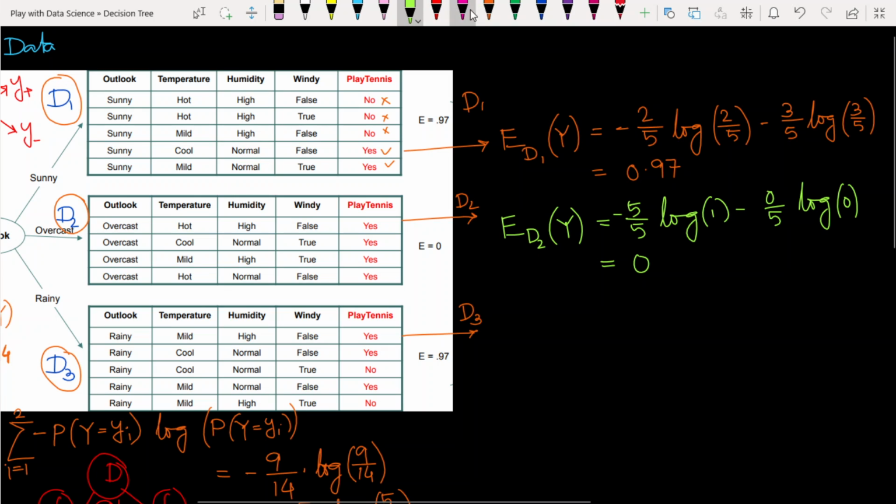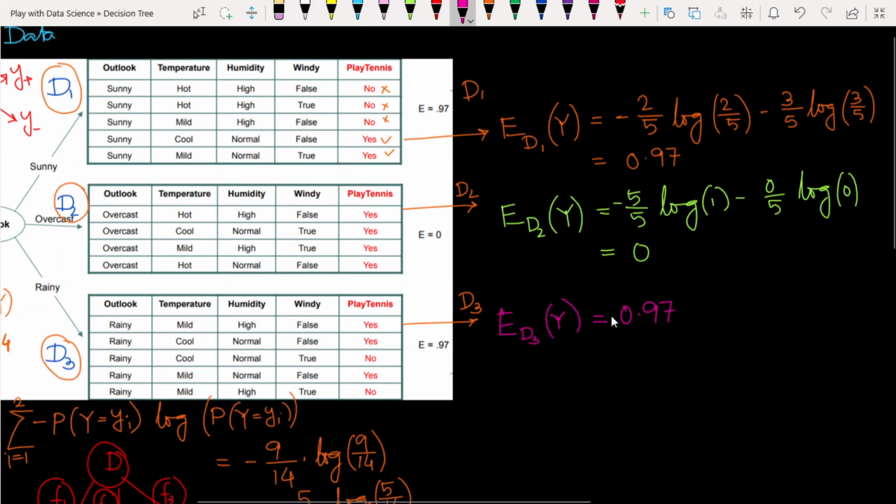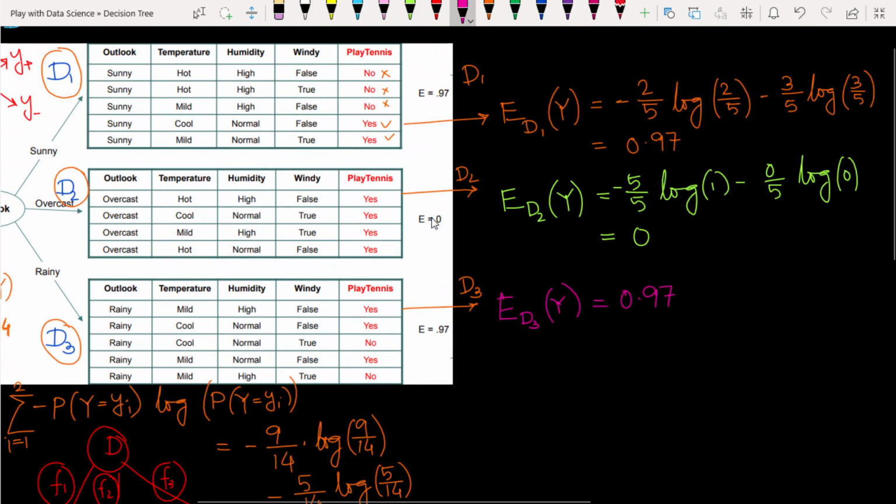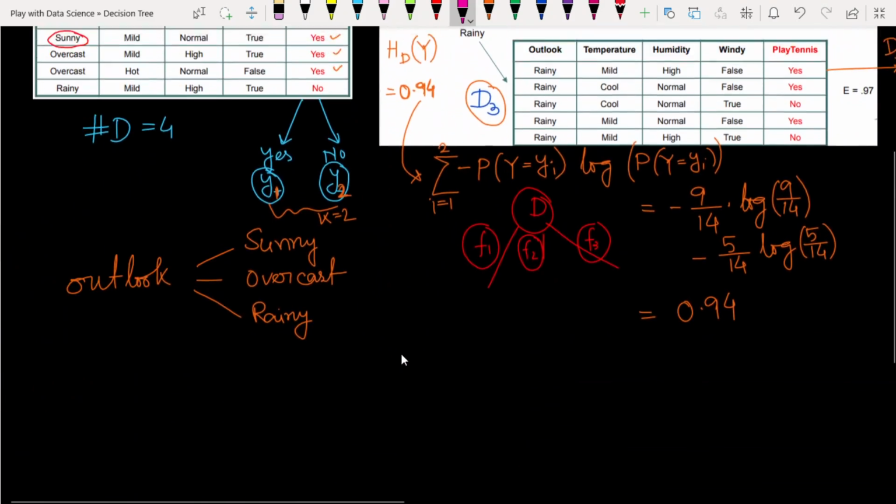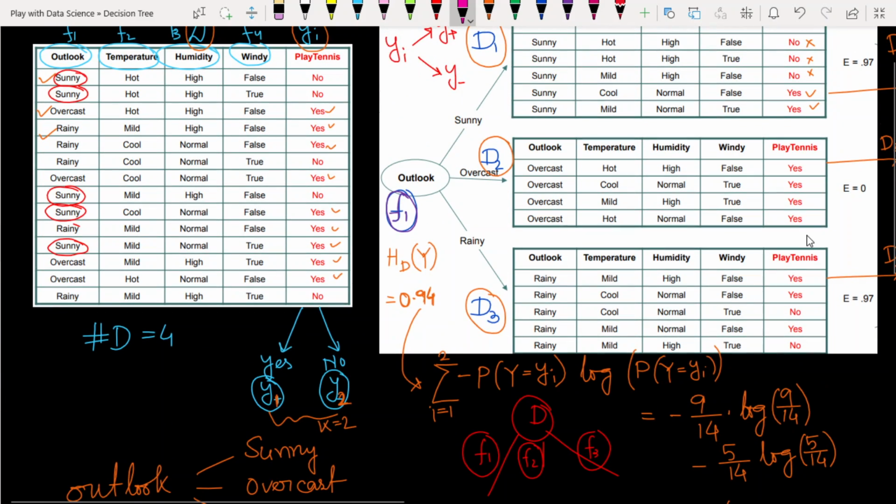Similarly for this one, you can calculate it easily. The same thing happens here, because in these cases we have 3 no's and 3 yes's, so it is easily calculated. The same calculation occurs for this case also, so this value will also be 0.97. Just see these calculations for each partition. I think you will understand how this value is calculated.